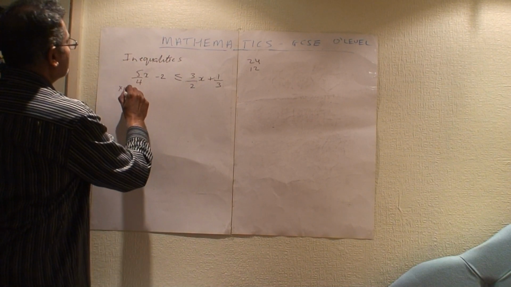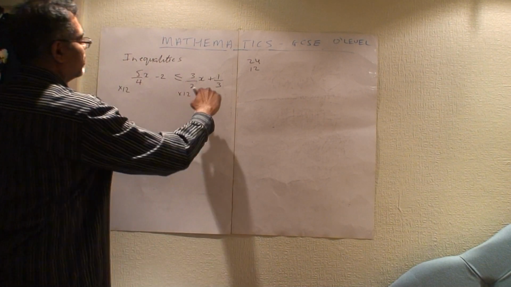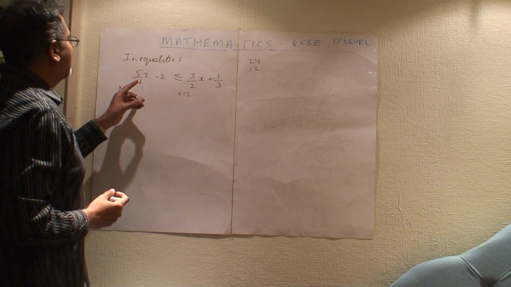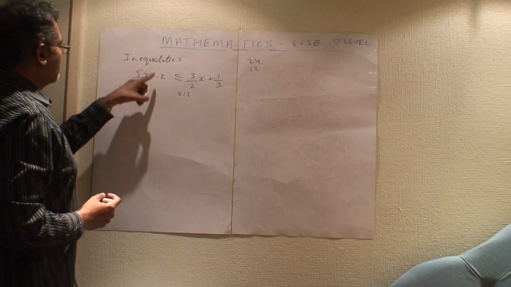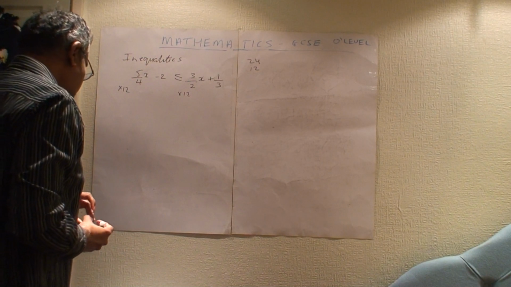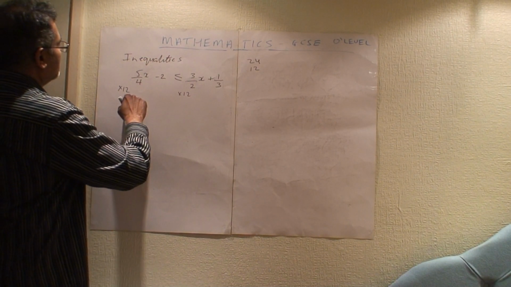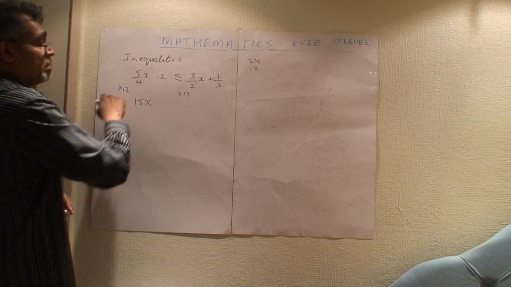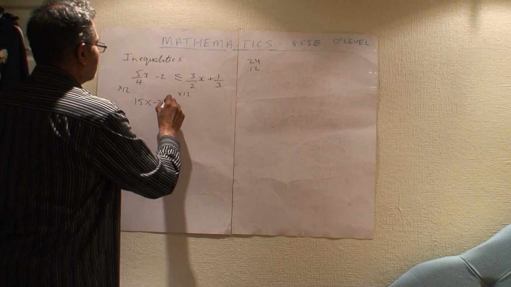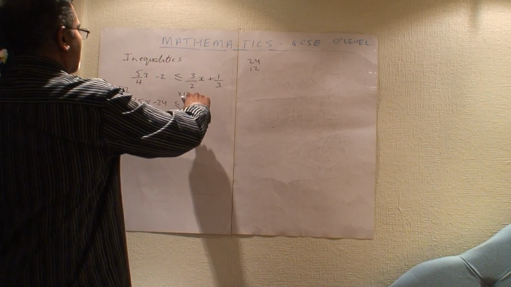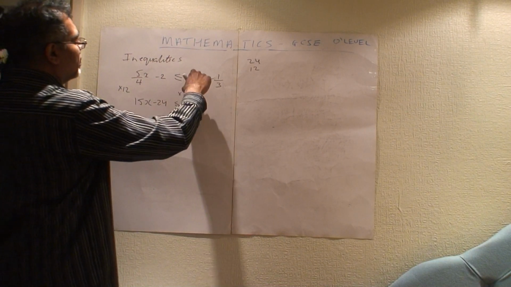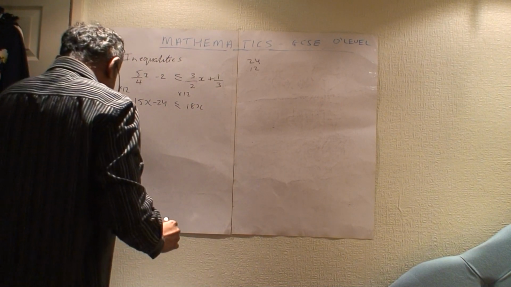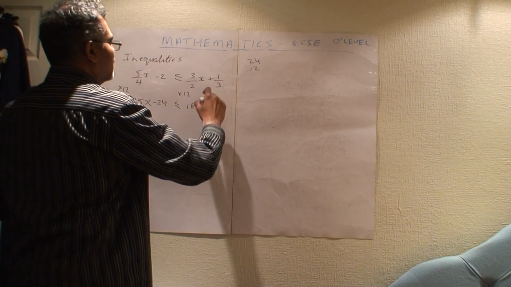Okay, so we're looking to multiply by 12 on this side and on this side. So 5 over 4 multiplied by 12: 4 into 12 is 3, 3 times 5 is 15, so we have 15x. Now minus 2 multiplied by 12 is minus 24. Then 2 into 12 is 6, 6 times 3 is 18x, and a third of 12 is 4.